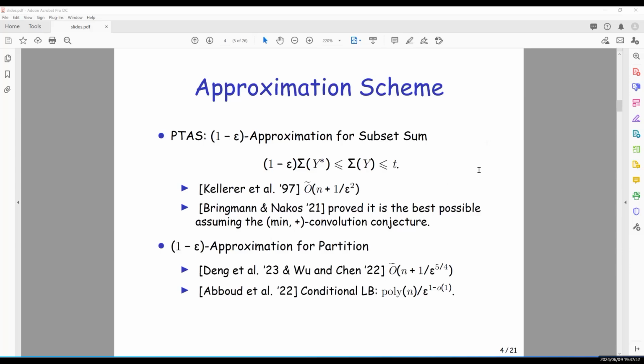The situation for partition is quite different. Indeed, so far the best known algorithm for partition runs in n plus 1 over epsilon to the power of 5 over 4 time. And the conditional lower bound is linear in 1 over epsilon. The conditional lower bound is based on the strong exponential time hypothesis. So we can see that there is still a gap between the upper and lower bound.